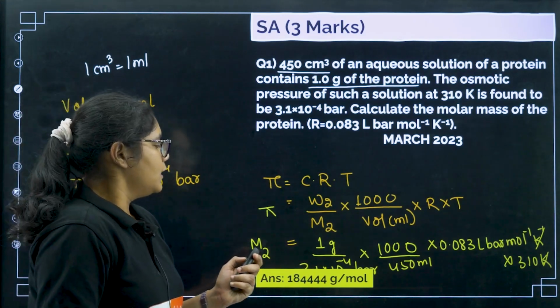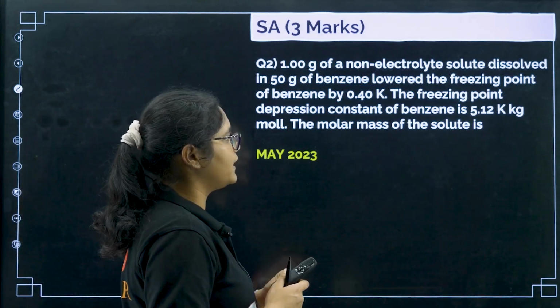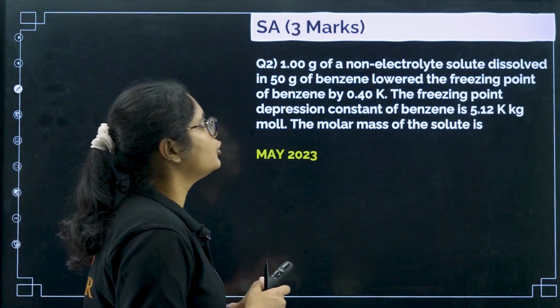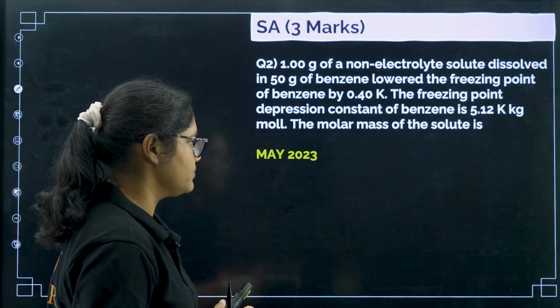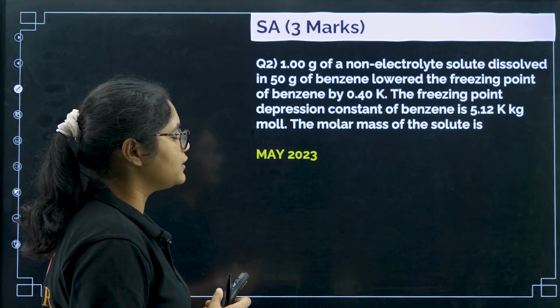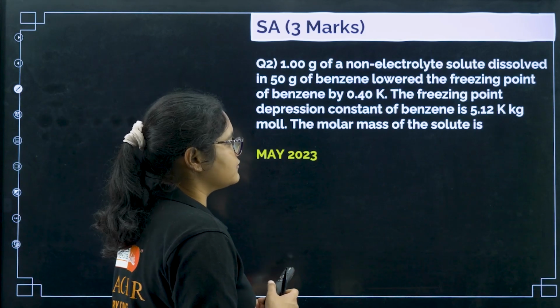Okay. Next, question number 2. 1 gram of a non-electrolyte solute dissolved in 50 gram of benzene lowered the freezing point of benzene by 0.4 Kelvin. The freezing point depression constant of benzene is 5.12 Kelvin kilogram mole inverse. The molar mass of the solute is?